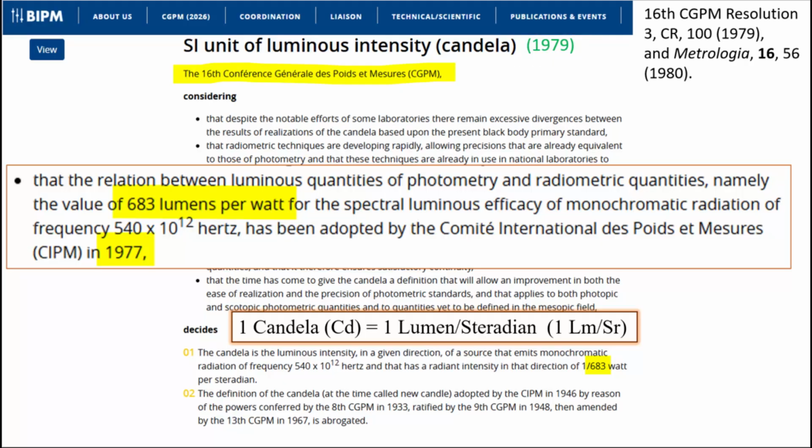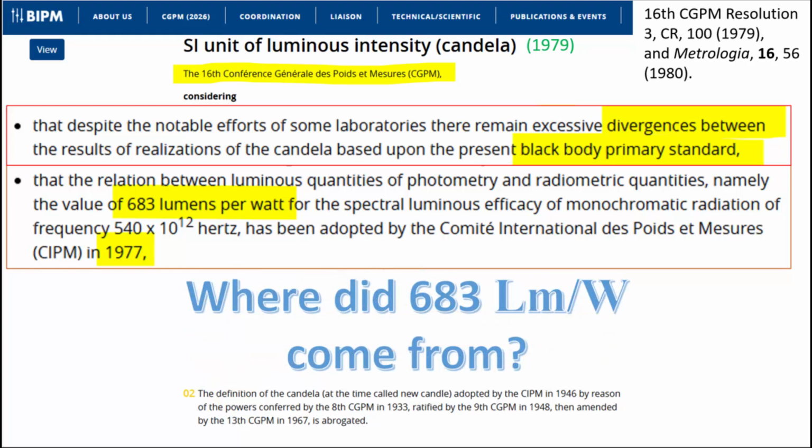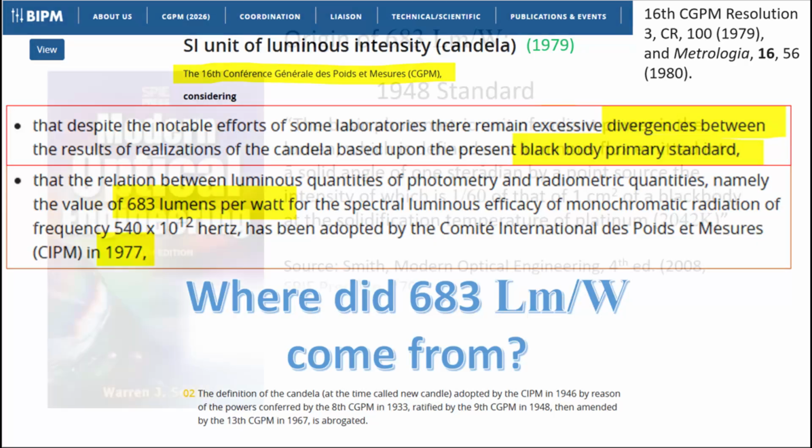The gist of this redefinition from 1979 was that the black body standards that were being used didn't provide the reproducibility of more up-to-date approaches. But the thing is, this 683 figure aligned the candela with the black body standard and was computed for and locked into this new standard as a fundamental given. The origin of 683 is the bit of history that, for me, is the missing link.